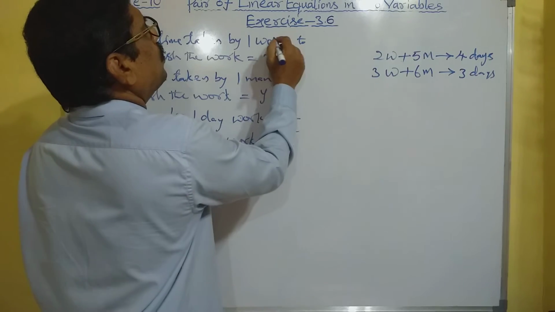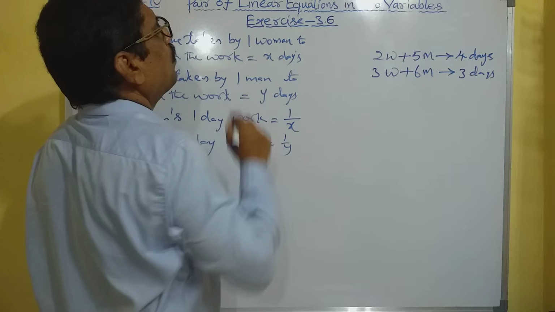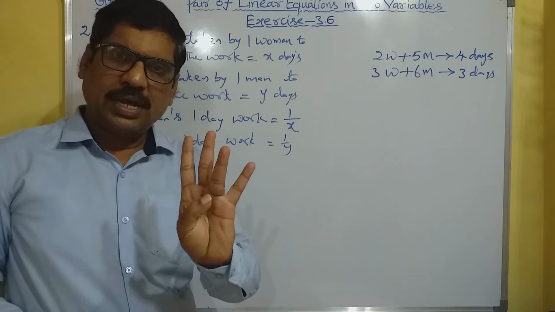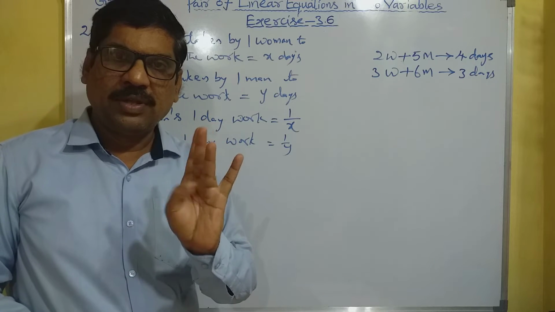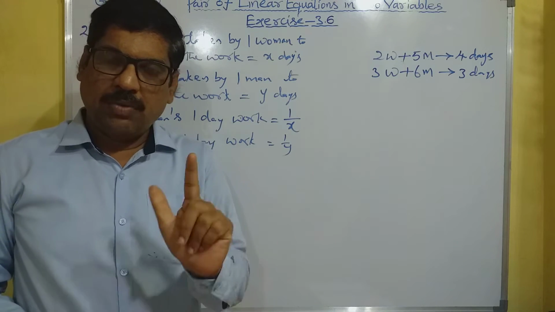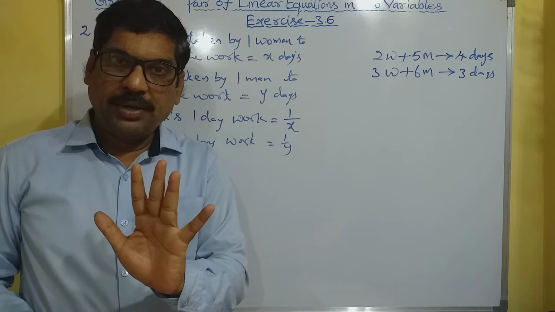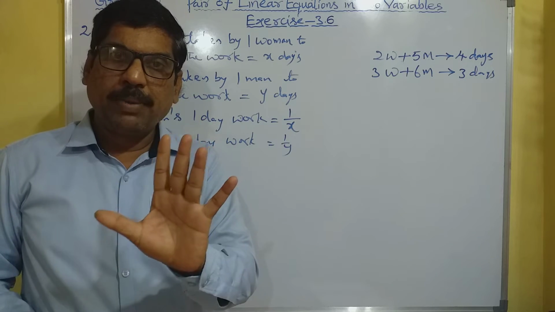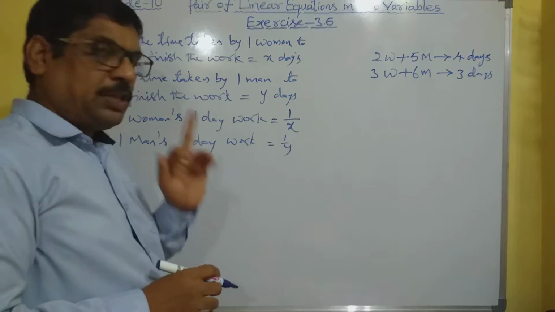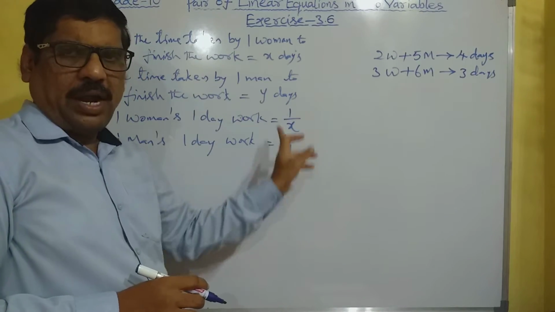Actually, we don't know the time taken by one woman and one man to finish the work. We have taken them as x days and y days. So what is x? The time taken to finish the work by one woman, and y means the time taken by one man to complete the total work is y days. So the part of work they could complete within 1 day is 1 by x and 1 by y.